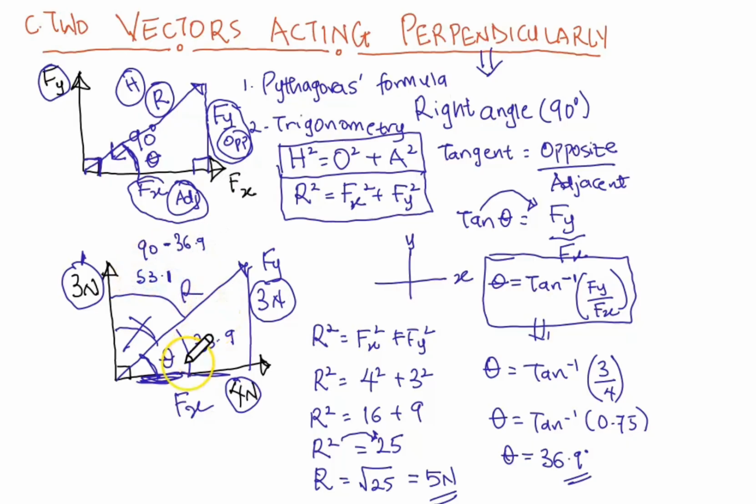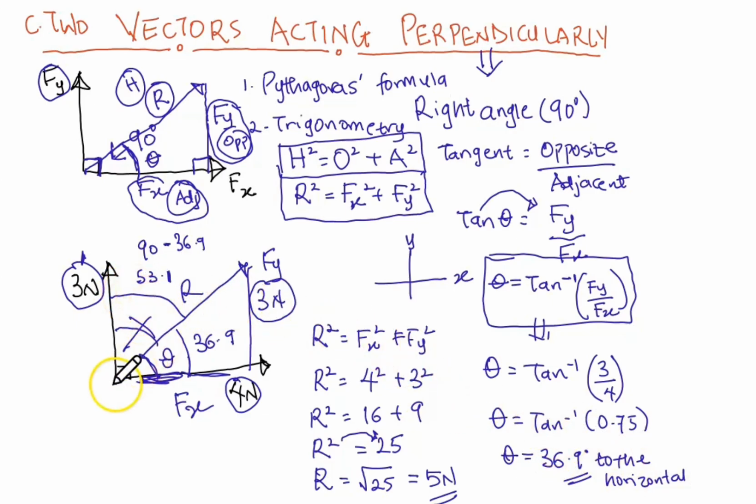53.1. So if you are told to just leave your answer as the angle of the resultant to the horizontal, this is going to be the answer. So this 36.9 to the horizontal. Let's just add it here to be more specific: this to the horizontal. But in some cases, you could be told to leave your answer in northeast, northwest, or whatever.